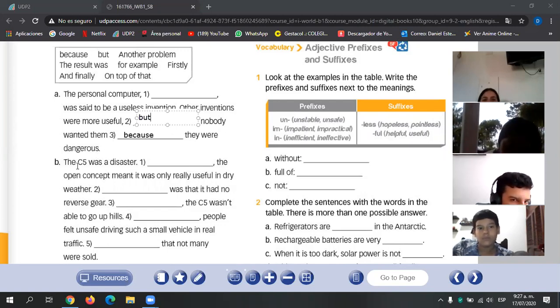Okay, the C5 was a disaster. The open concept meant it was only really useful in dry water.